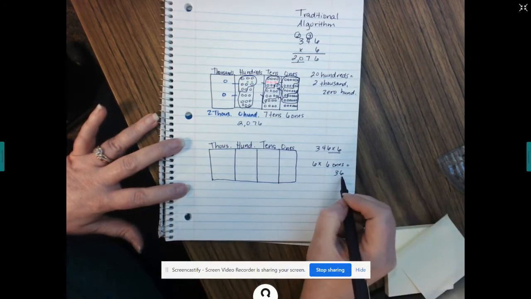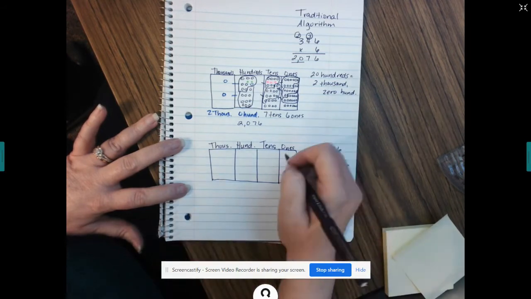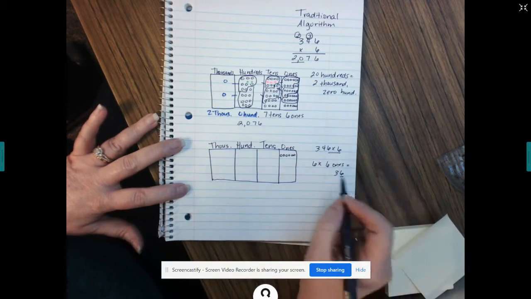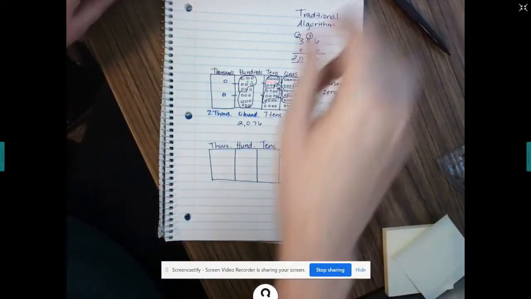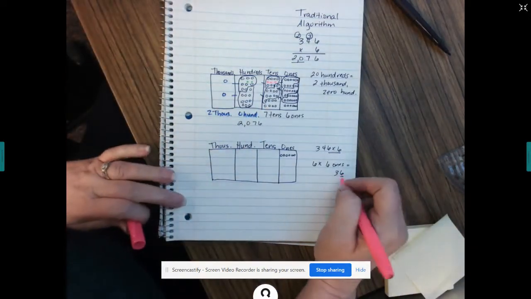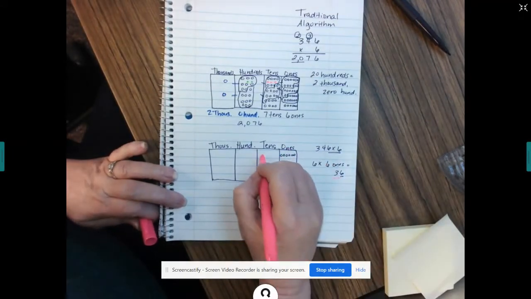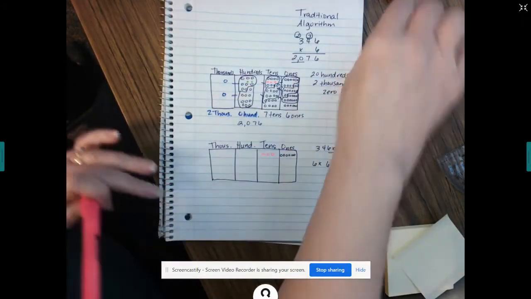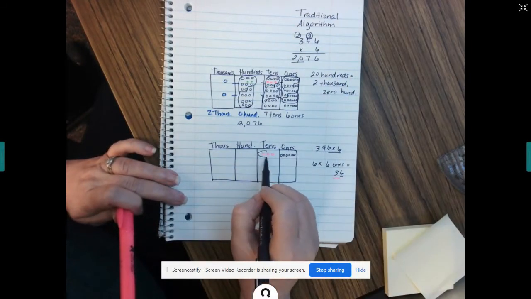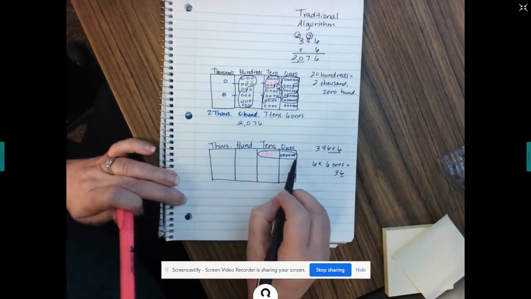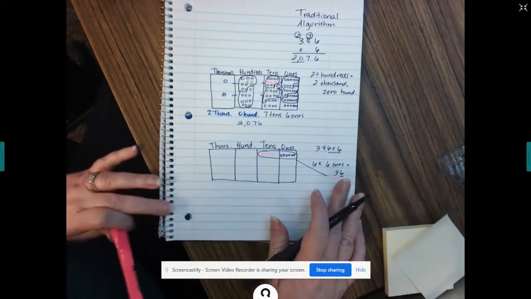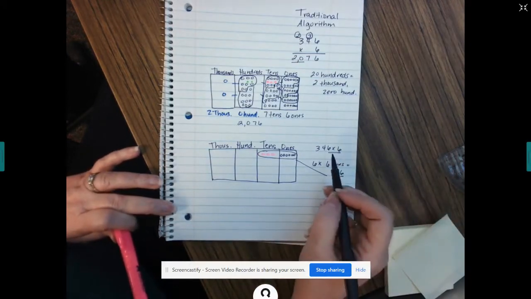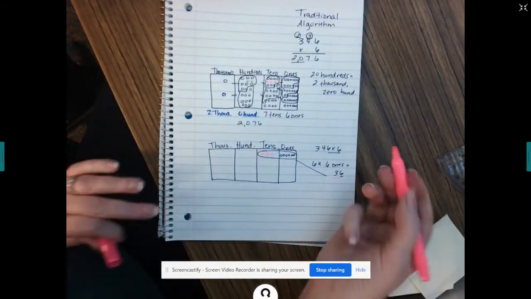Now I know that of the 36, I have 6 in the ones place, 4, 5, 6, and I have 3 in the tens place. So I'm going to put 3 right here. So this row is equal to 36.